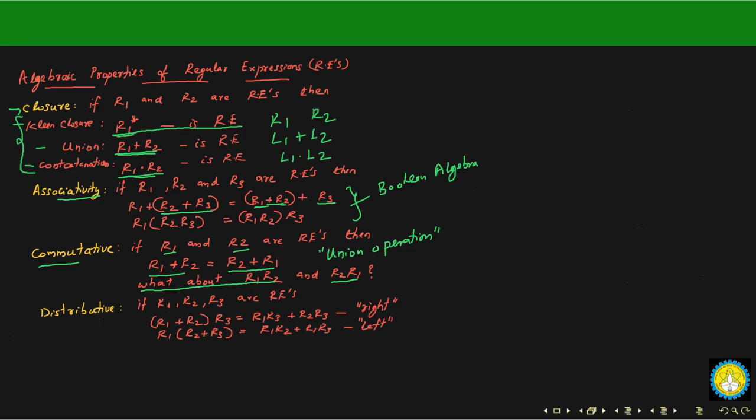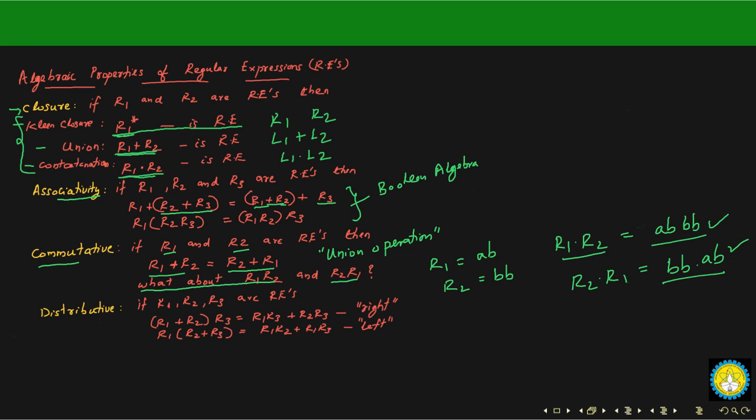But this is a very interesting question. What about R1 R2 and R2 R1? Are they commutative? The answer is no. Just because we are looking at regular expressions as patterns of strings. Assume that the regular expression for R1 is AB, and the regular expression for R2 is, say, BB. Now when I say R1 dot R2, the equivalent regular expression will become AB followed by BB. Whereas R2 dot R1 is going to be BB dot AB. And you can see that these are entirely different. The regular expression formed by concatenating R1 with R2 is completely different from the one we got by concatenating R2 with R1.